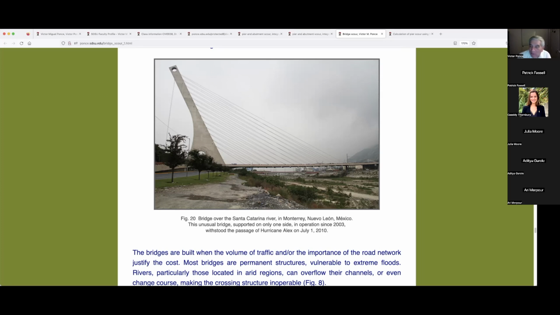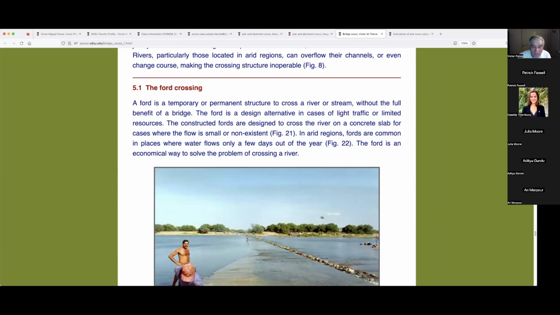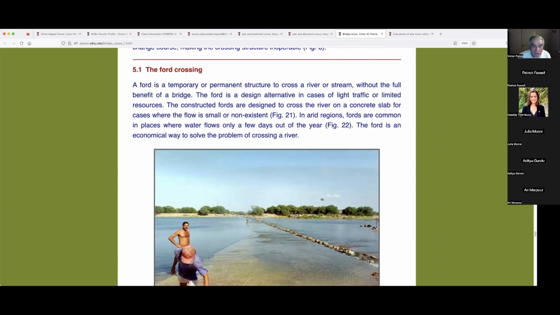I may bring it up and show it to you next Thursday so you can see it. Oh, this Thursday. The ford crossing. The fords have always kind of interested me. It's an easy way to go across a river.